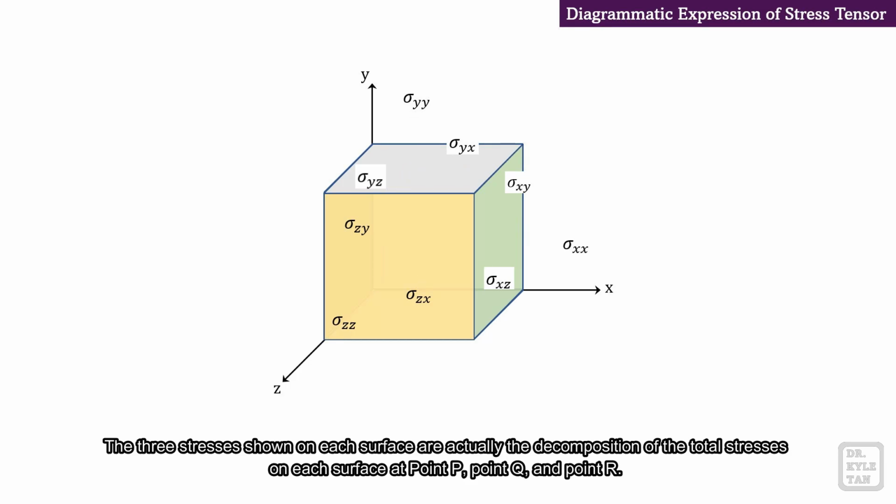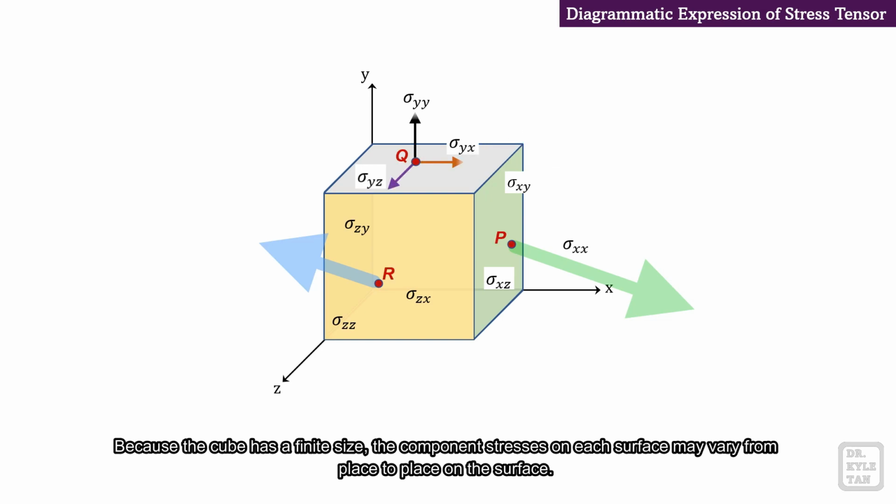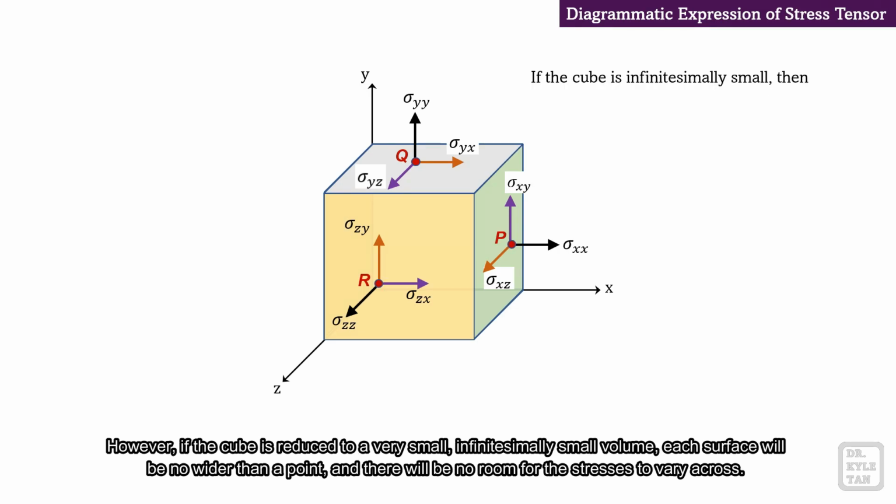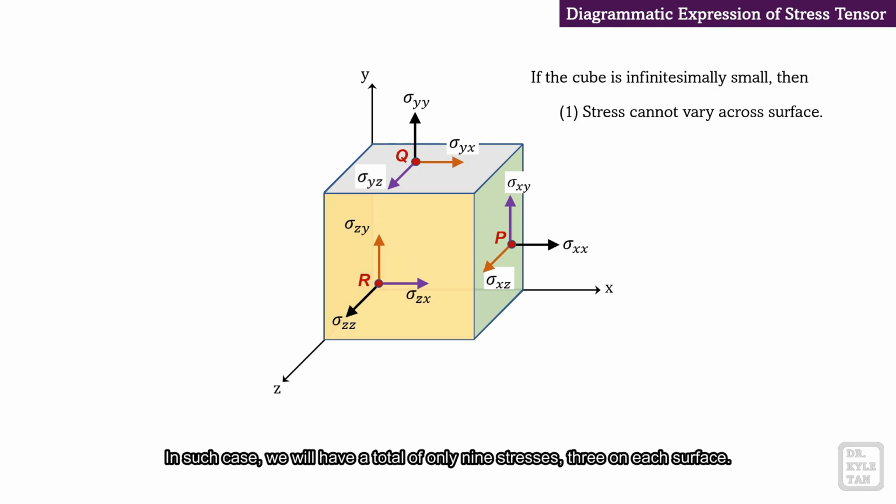The three stresses shown on each surface are actually the decomposition of the total stresses on each surface at point P, point Q, and point R. Because the cube has a finite size, the component stresses on each surface may vary from place to place on the surface. However, if the cube is reduced to a very small, infinitesimally small volume, each surface will be no wider than a point, and there will be no room for the stresses to vary across. In such case, we will have a total of only 9 stresses, 3 on each surface.